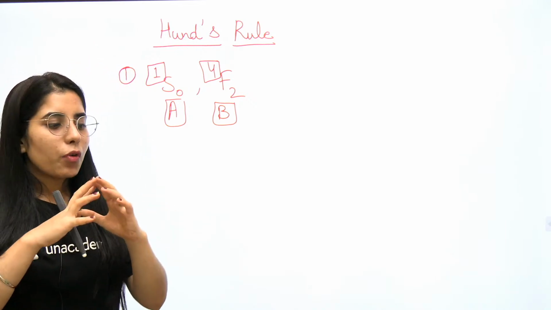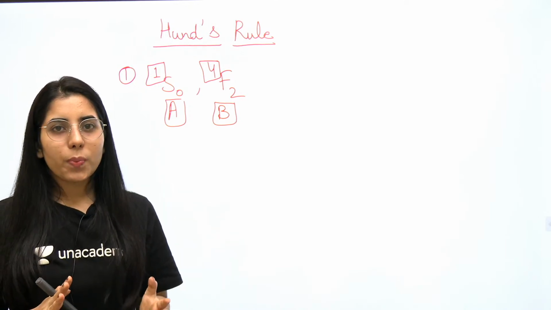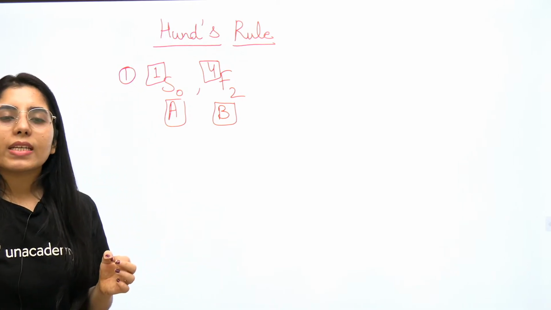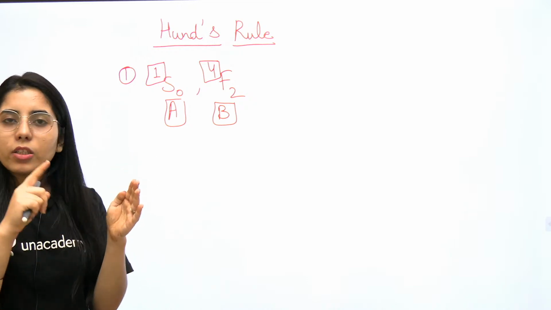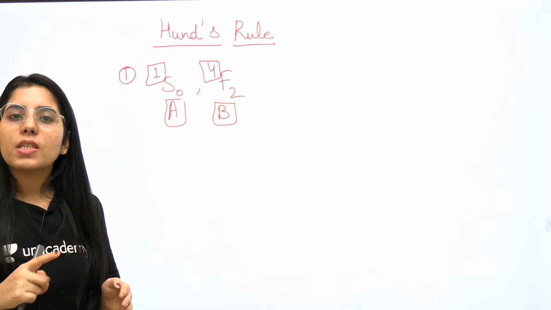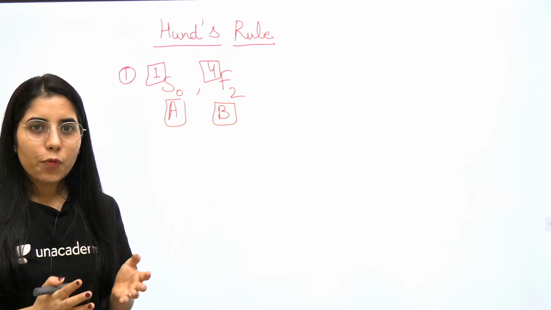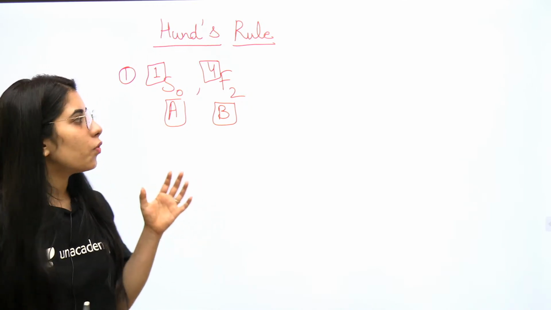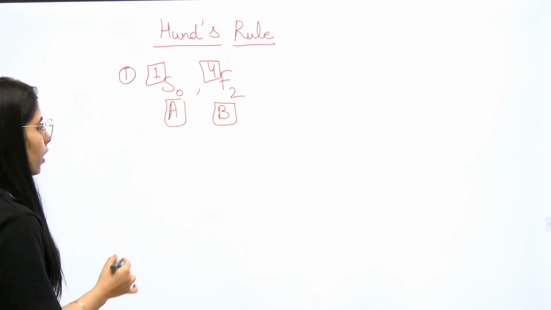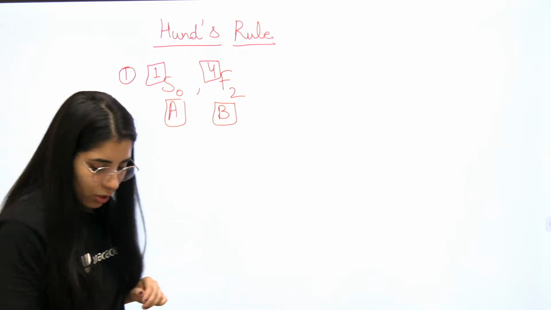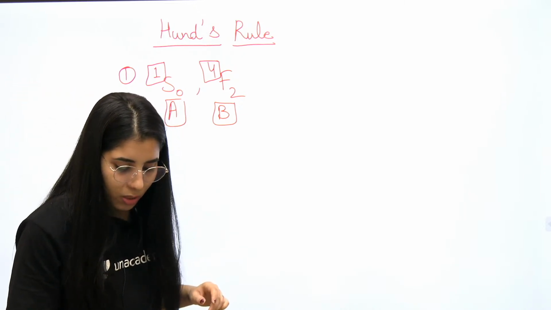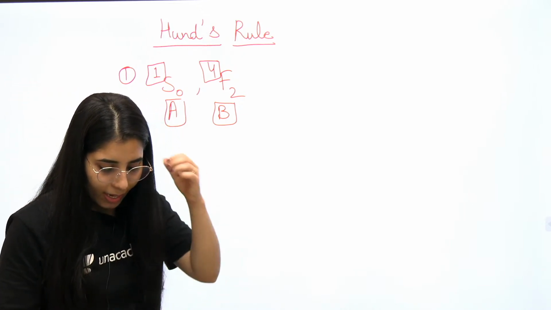And anytime if you are having many spectroscopic terms, then firstly you will see whether all the 2S plus 1, which means multiplicity, they are different or they are same. So firstly you will observe that point. Okay, so which one is going to have the minimum energy in this? Which one is going to be the ground state spectroscopic term? A or B?